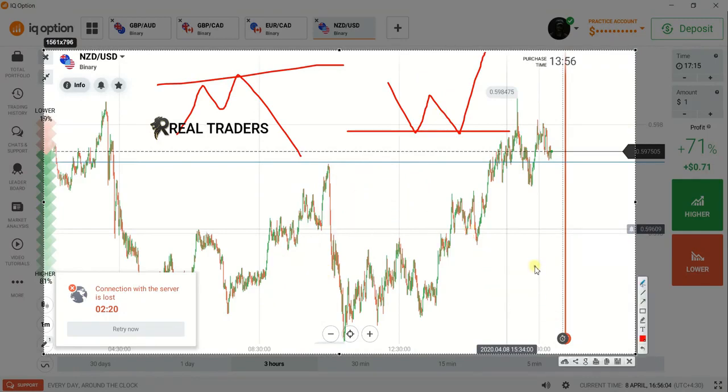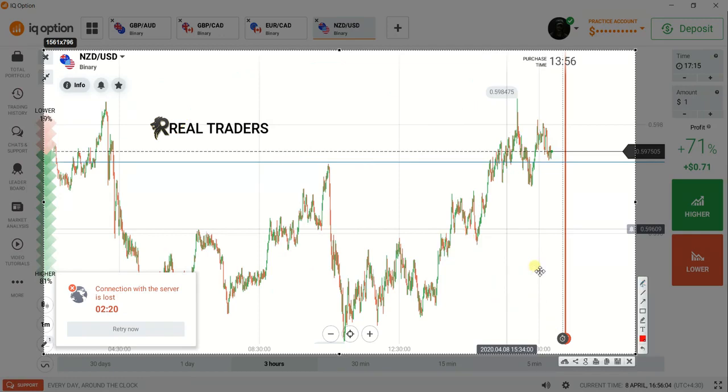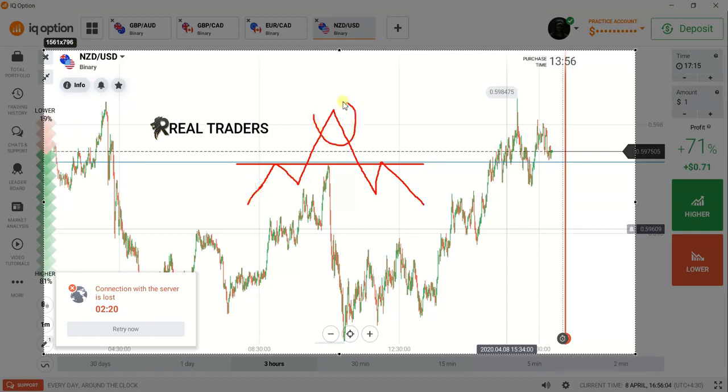And also we have another pattern. It's called the head and shoulders pattern. It is like this. So this is the head and shoulders pattern. This is the head and these are the shoulders.